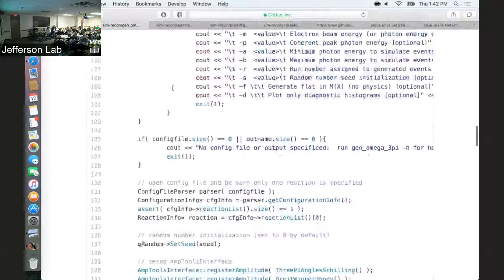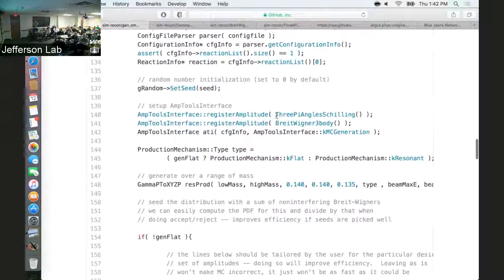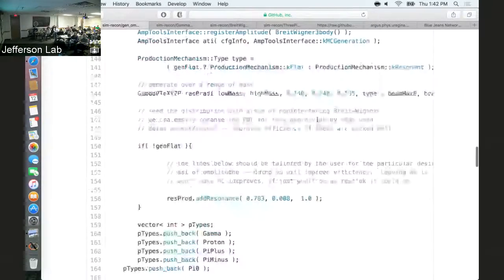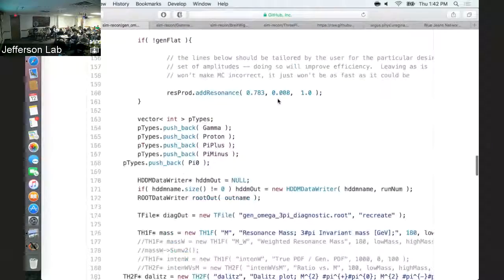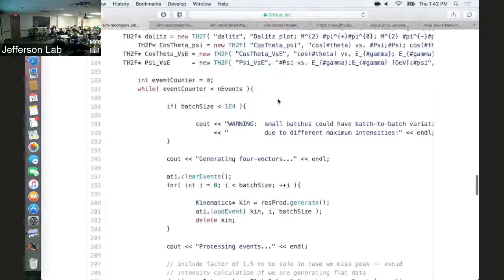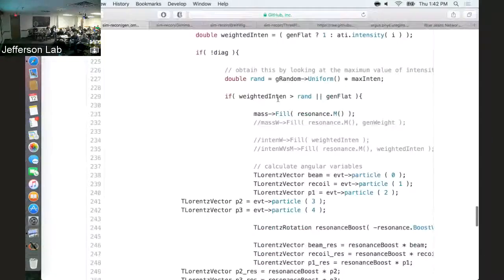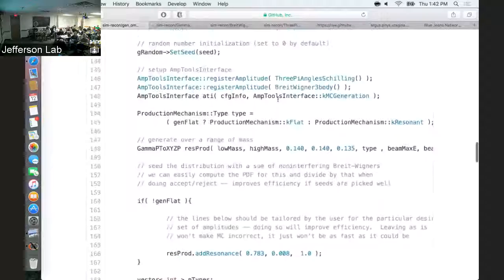To be honest, this code is not that important because none of the physics is embodied here; it's just how you register the amplitudes. This is where it generates the input 4-vectors for the rest of the weighting. I'm not going to talk too much about this one. You can step through it and see how the actual selection is going.